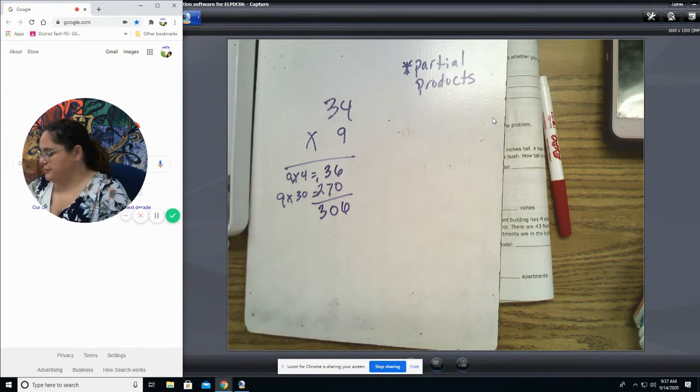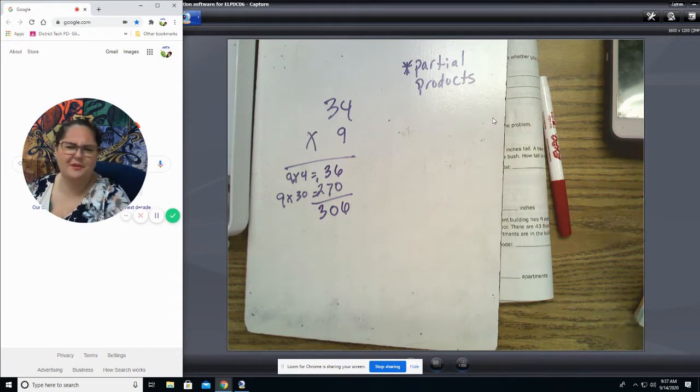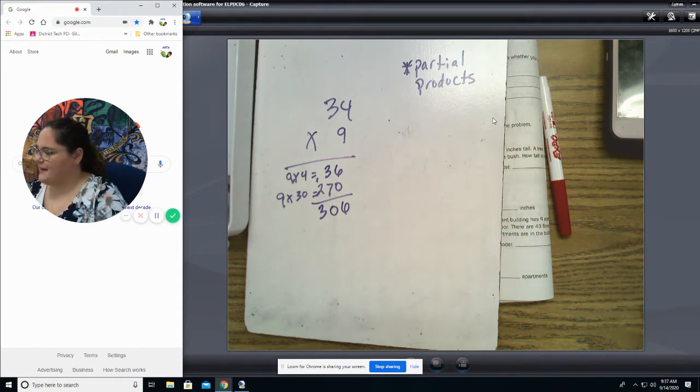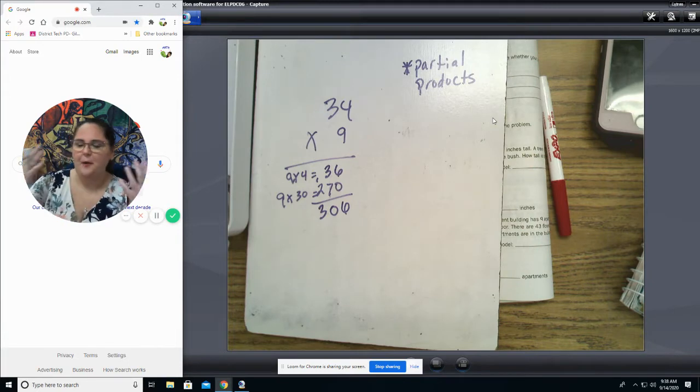Another thing that you can do is, they actually want me to show you a different way using some estimation, but I don't know that that's necessarily what we're going to be good with right now.